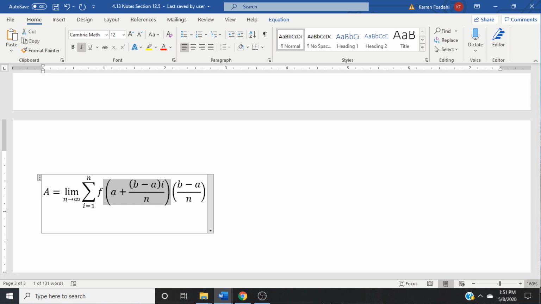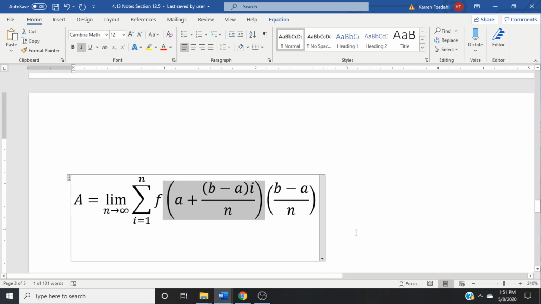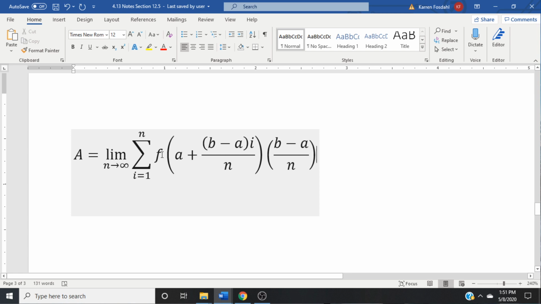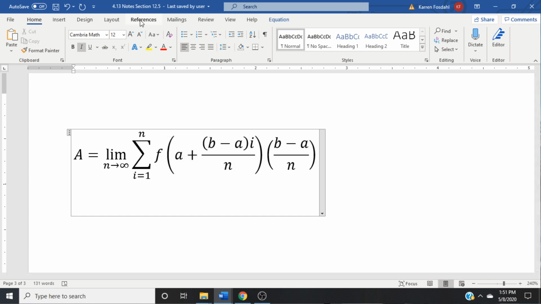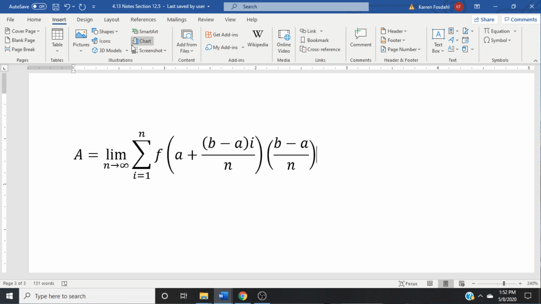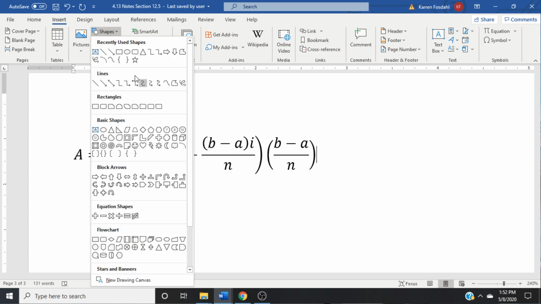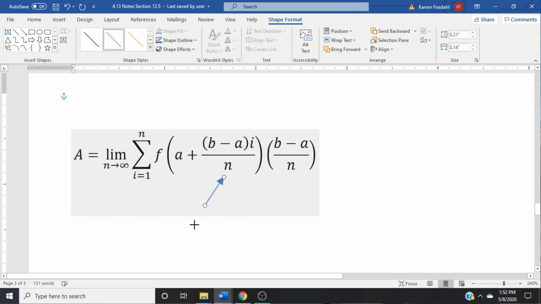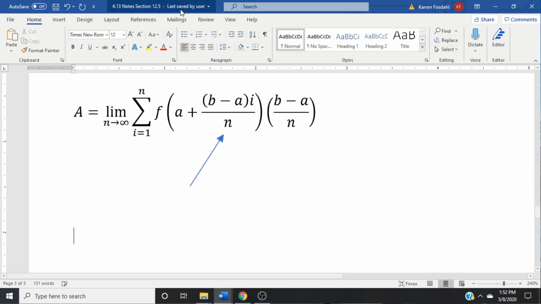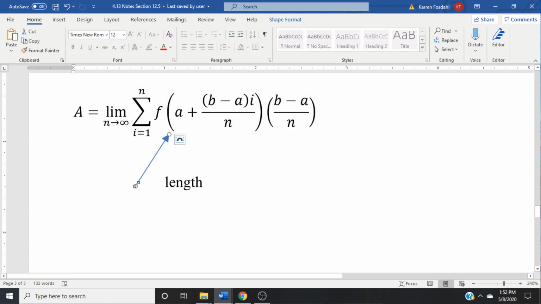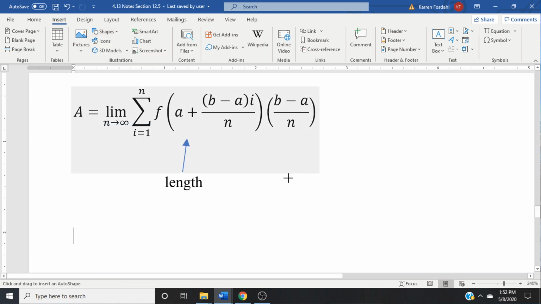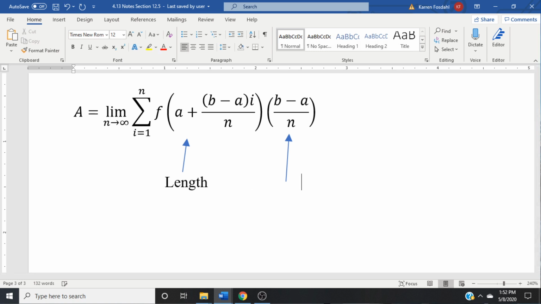Let's zoom in a little bit. Okay, this right here, f of this, is going to be our length. Let's do some shapes. So this right here is going to be the length. That whole thing. Now, this right here is going to be the width. That whole thing is going to be the width.